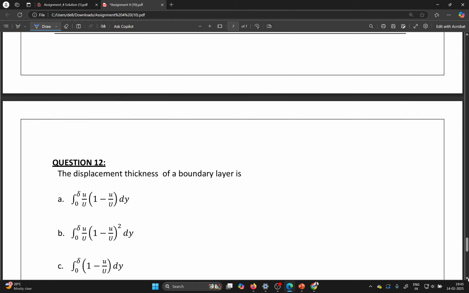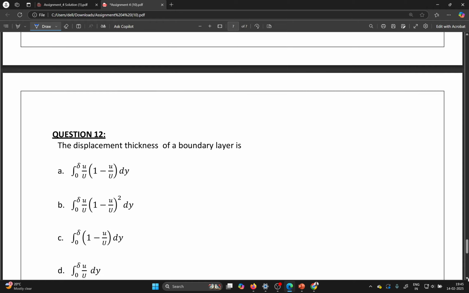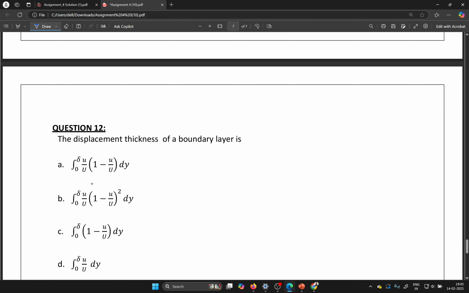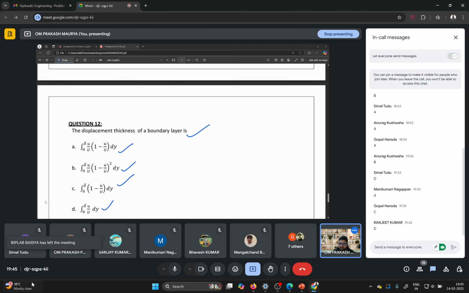Here is what we have discussed already. So what is the displacement thickness of the boundary layer? Which option will be correct for displacement thickness? I need an answer from everyone, please. Everyone, please try to write for question number 12. Okay, Abdul is telling option A will be correct. Other students, please also try to write. Everyone, please write once.